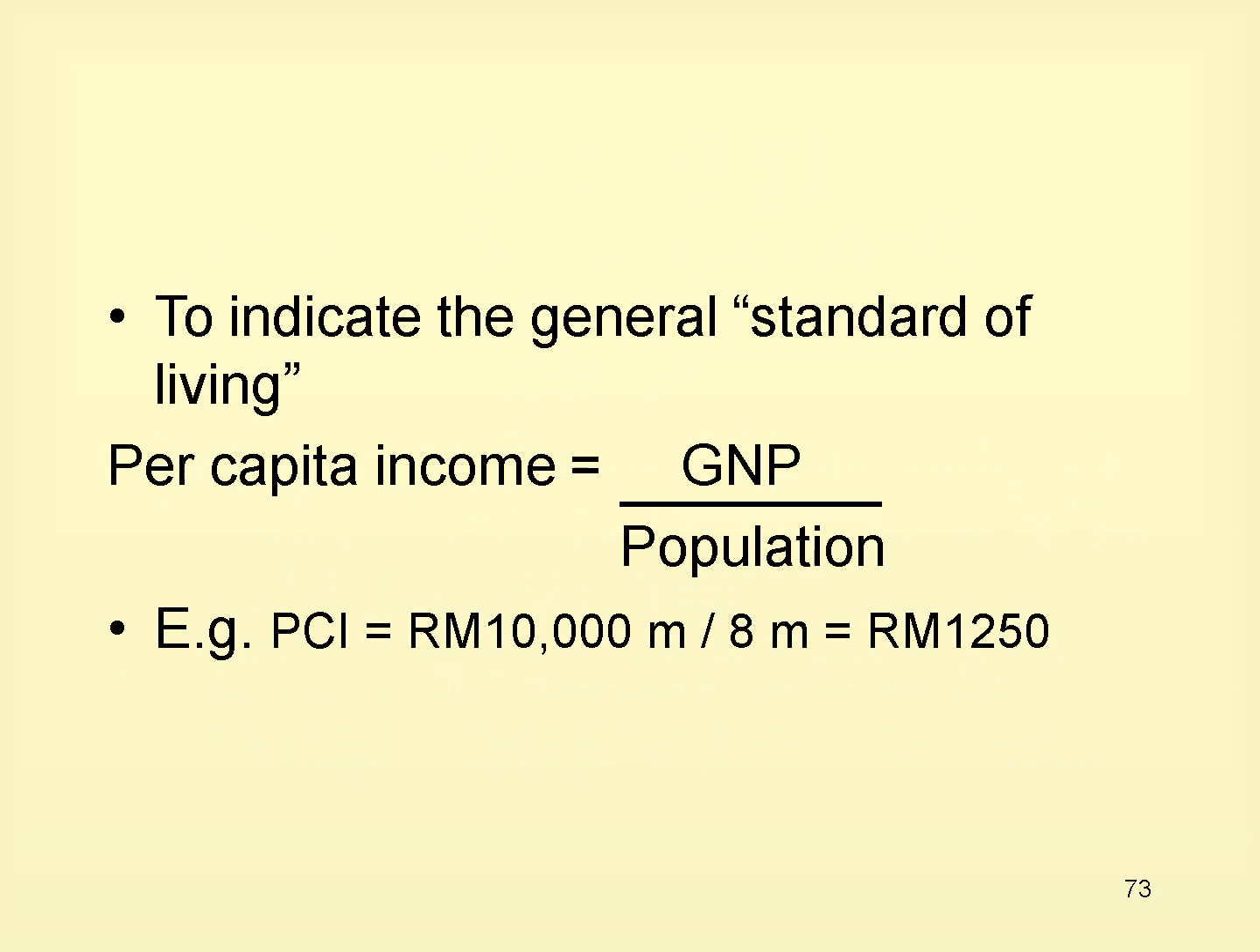The second purpose is to indicate the general standard of living. When you calculate the per capita income, you take the GNP and divide by the population of the country. Let's say 1250. So this is the per capita income, and from this per capita income, you can indicate the standard of living for the country.